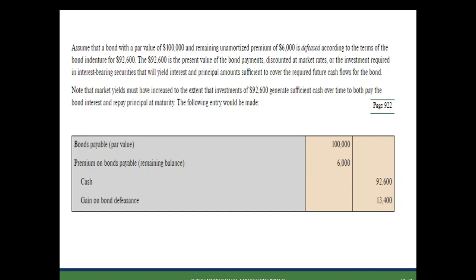The entry is a debit to the liability for the par value, a debit to premium on bonds payable for the remaining balance, a credit to cash, and a credit to gain on bond defeasance for the difference.